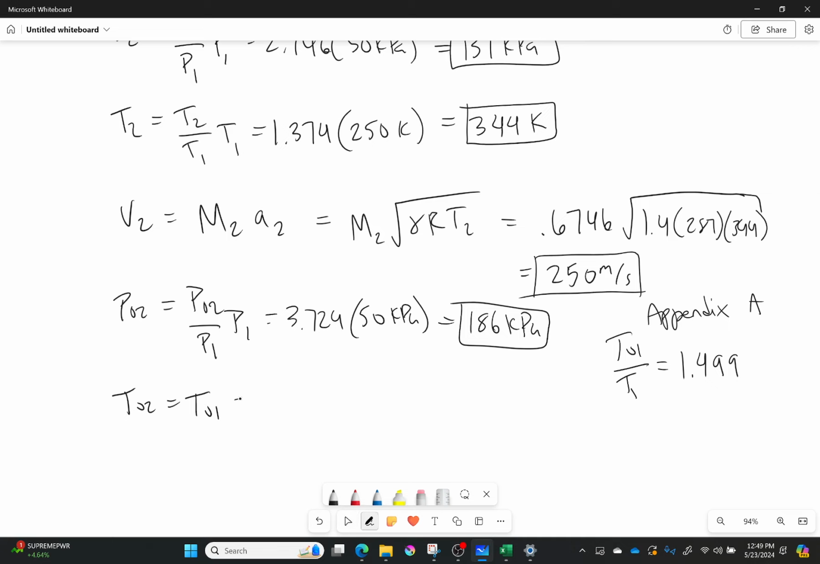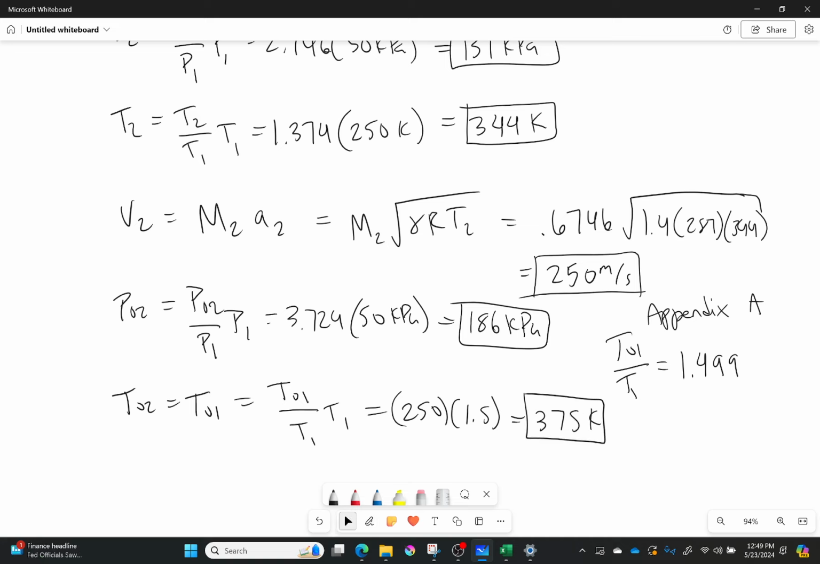And so T naught 1, which is equal to T naught 2, is the same as T naught 1 over T1 times T1. You're going to see it all the time. And that's going to be equal to 250 times 1.5, which is equal to 375 Kelvin. There we go. So we got every single property.